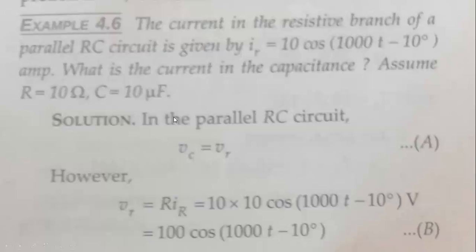degree. So first, whatever condition you applied for the parallel RC circuit, this is equation number 1, which you can note down, or write as A. Secondly, whatever you get as the voltage drop across VR is equation number 2, or B.